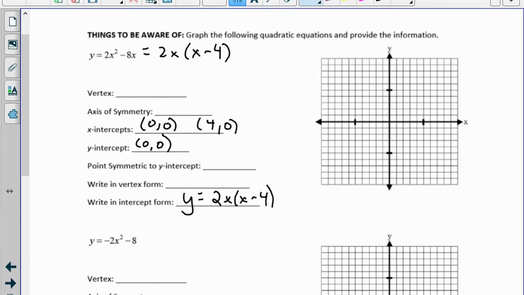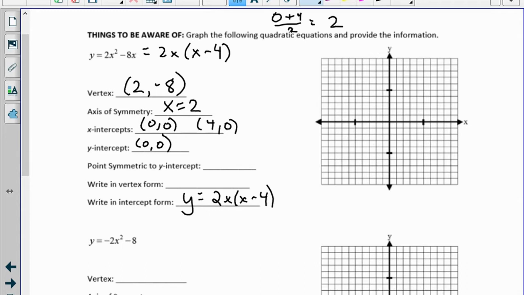And then that gives me some more information. So for example, the vertex is going to be directly in the middle of my two x-intercepts. Since I'm in intercept form, I can tell that's going to be the case. X will equal 2 in the vertex, and then the y value is what happens when we substitute 2 in, so we get negative 8 if we substitute it into the equation, either the standard form or the vertex form. So my axis of symmetry will be at x equals 2.